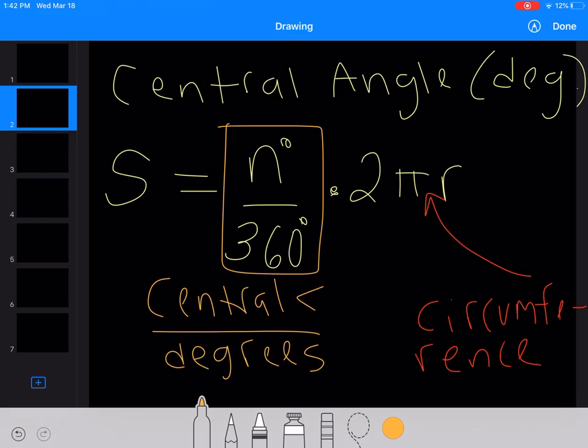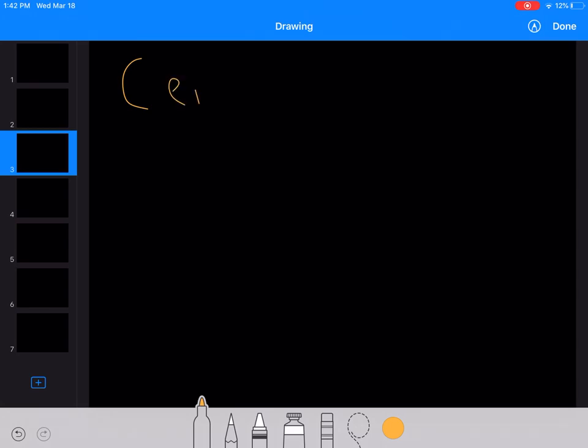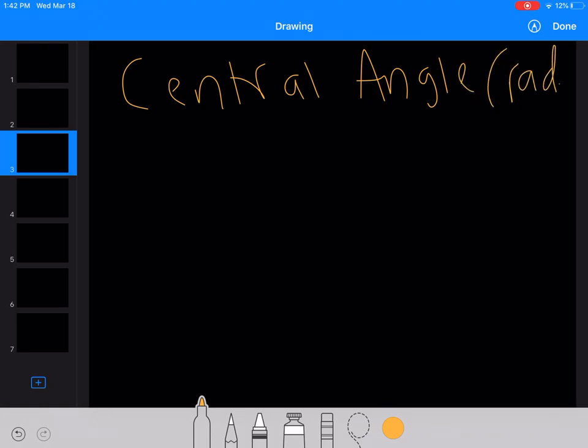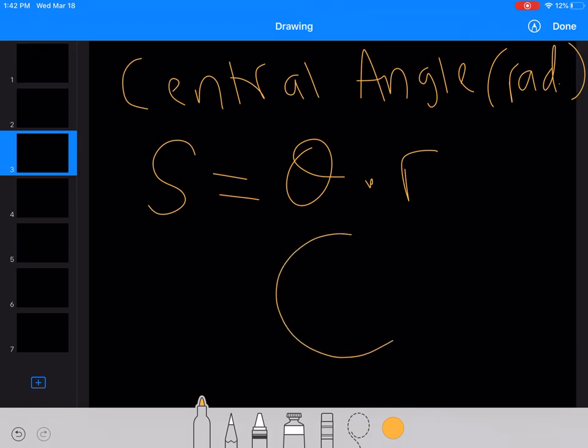The next idea is if the central angle is given to you in radians. I'm just going to put RAD for radians. So in this case, it's a little easier. We just do theta times the radius. So you actually want to have it in radians. Remember, theta is just your central angle, and r is going to be given to you. So the arc length is theta times the radius.